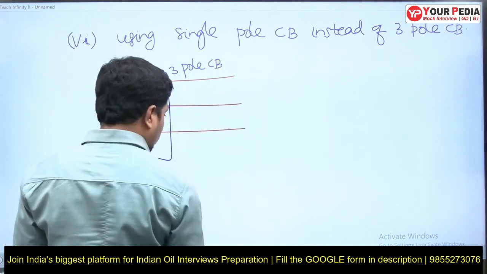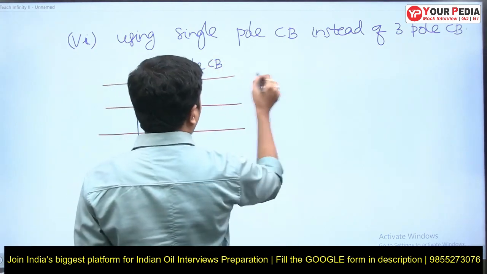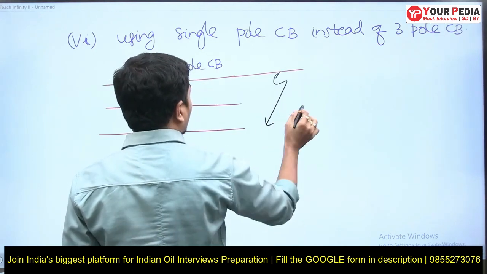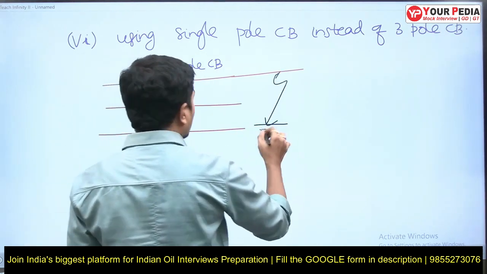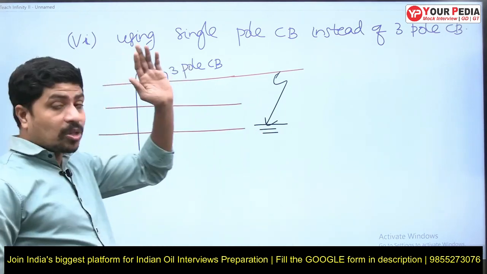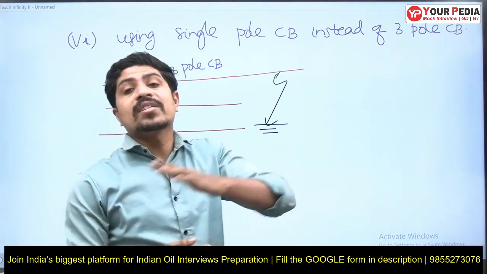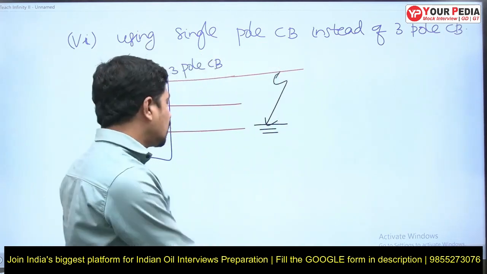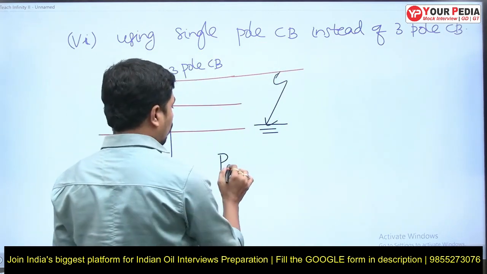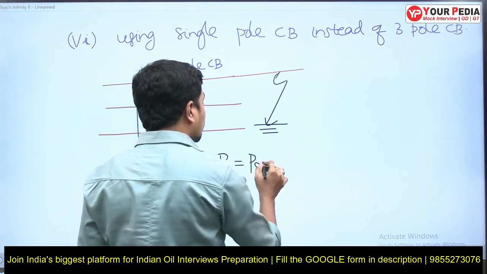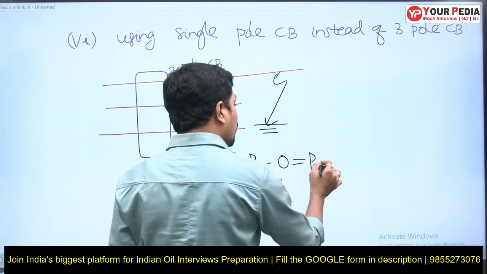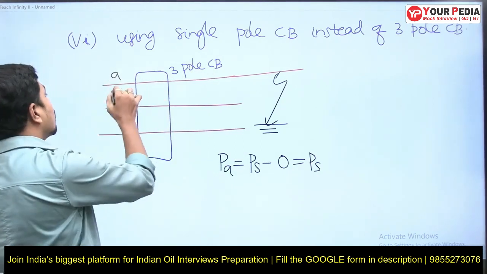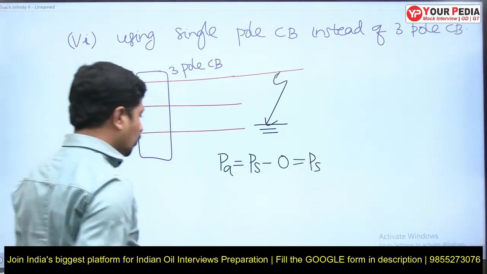Whenever a fault occurs on any one of the phases, this 3-pole circuit breaker will disconnect all 3 phases along with the faulty phase. Then what happens with this 3-pole circuit breaker? PA is equal to PS minus PE will be entirely PS, since PE is 0. Why? All three phases are disconnected. This is phase A, B, and C. This is a 3-pole circuit breaker.